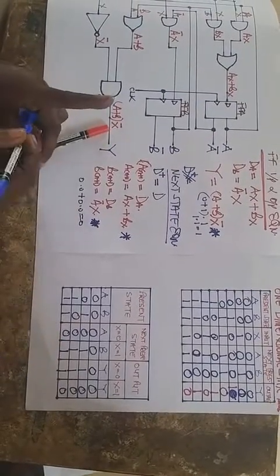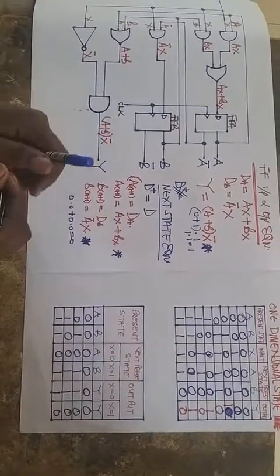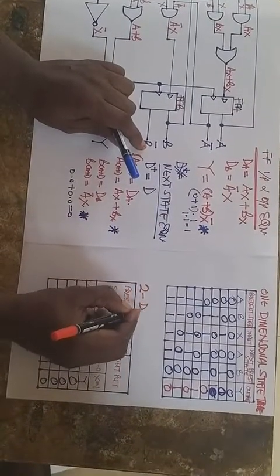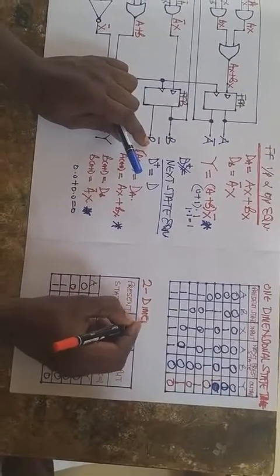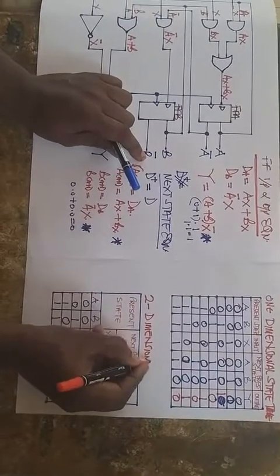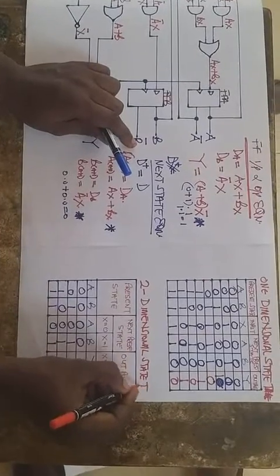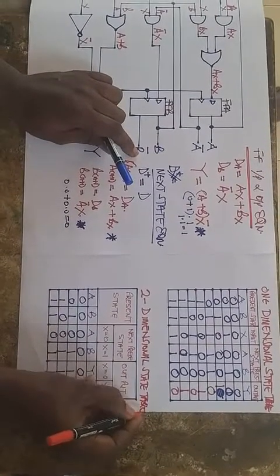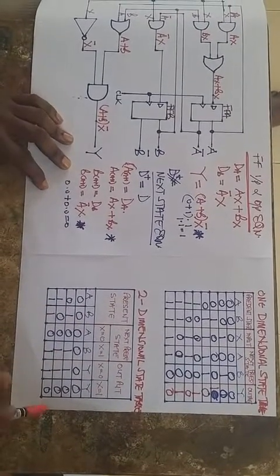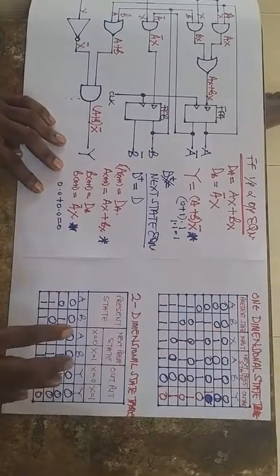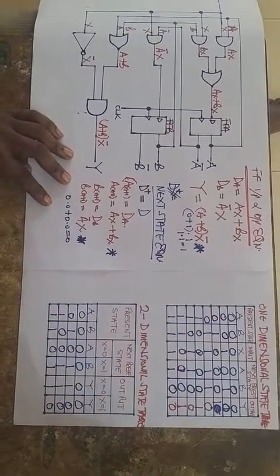So this is our two-dimensional state table. Okay, so you can use either state table, the one you are comfortable with, either the one-dimensional state table or the two-dimensional state table.